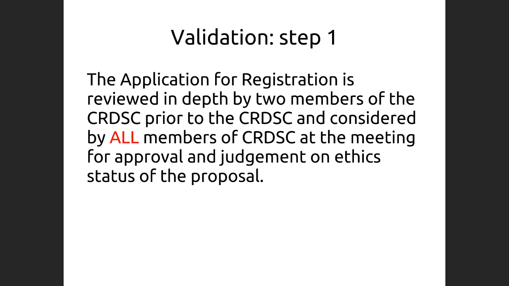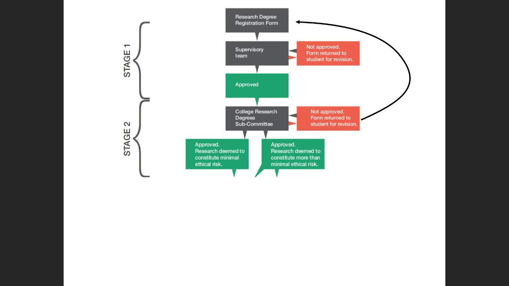So two members of the committee look at it in depth and write reports. All members have an overview of it. So here we are. You've got the form, you send it to your supervisor, your supervisors have cleared it, it goes to the College Research Degrees Subcommittee, and the committee might say, look, this is interesting, it's a good project, but these things need fixing, so they send it back to you. Then you go back through that again, you send it to your team, and they approve it, and it goes back to committee.